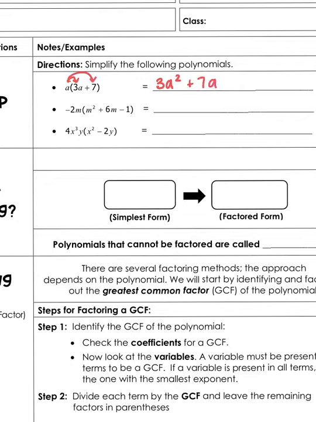Then you have to ask yourself, could I combine those together? And the answer is no, because they're not like terms. All right, let's do the next one. So we have negative 2m times m squared. m times m squared would make a negative 2m cubed. Negative 2m times 6m: well, negative 2 times 6 is negative 12, and m times m is m squared. Then we have negative 2m times negative 1, which would make a positive 2m, and that would be your answer.